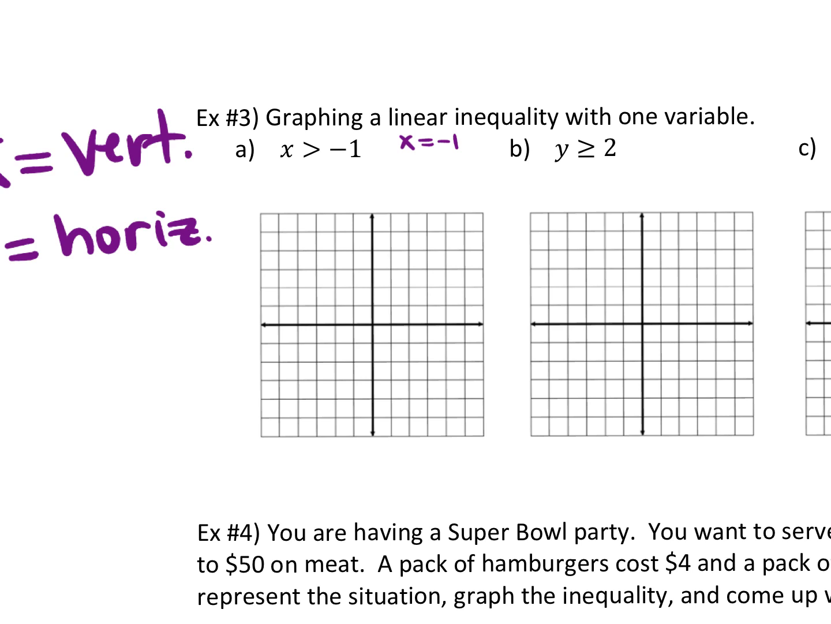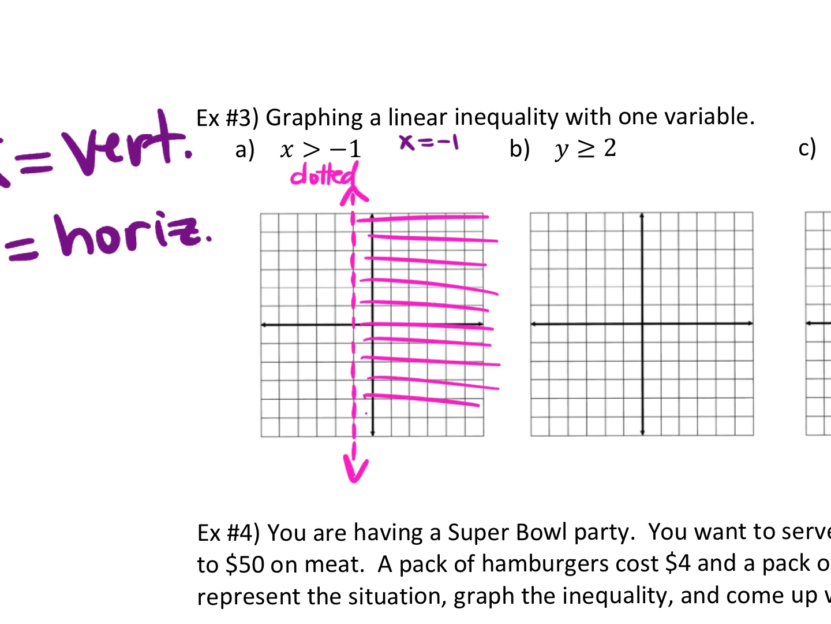So if x is greater than negative 1, is this going to be solid or dotted? This is dotted, okay? This is which type of line, vertical or horizontal? Vertical. So where x is negative 1, that's this line right here, we make a dotted line. Okay, now think about what it's saying. x is greater than negative 1. Are you going to shade to the left or to the right? To the right, right? We want it to be bigger than negative 1. You're going to go like this.